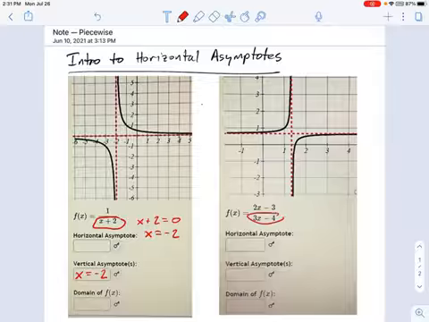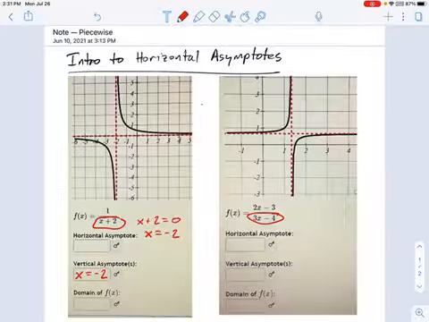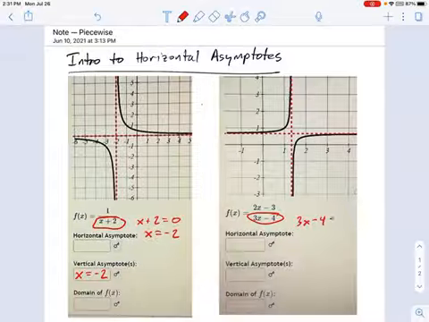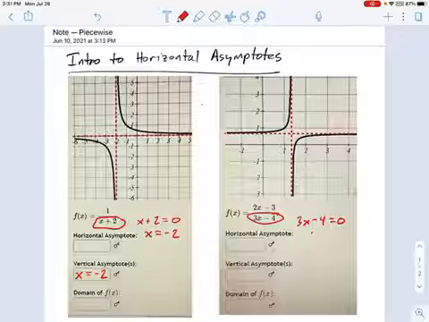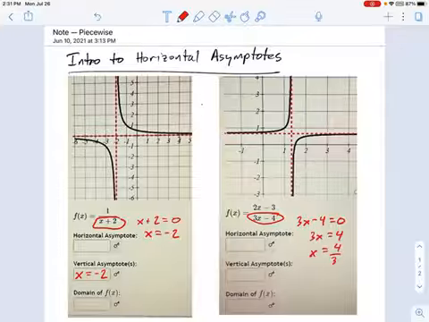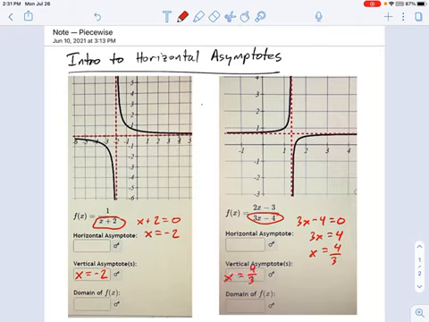Okay, and while we're at it, why don't we just do this one over here on the right? That would be 3x minus 4 equals 0 for the vertical asymptote. Means 3x equals 4, means x equals 4/3. So that's how you find vertical asymptote equations. We know that already. The way you find a horizontal asymptote is a little bit different.